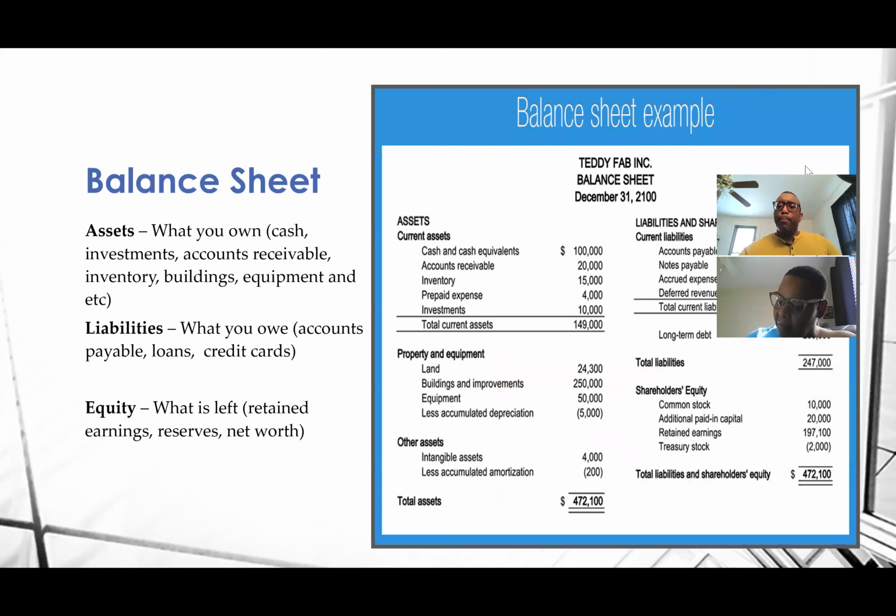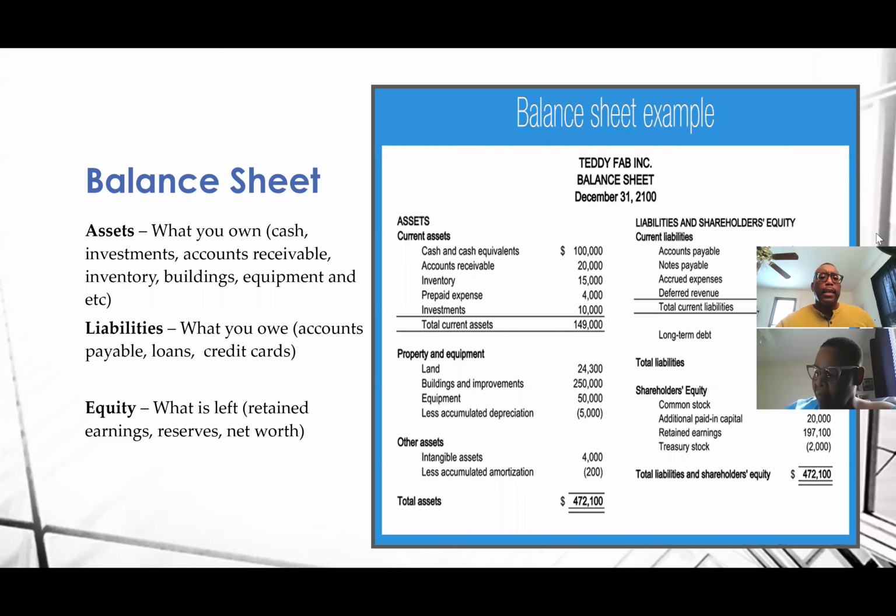Here is an example of a balance sheet. Now let's go over and understand what a balance sheet is. A balance sheet is what the accountants, the CPAs, formally call a statement of position. What that says is where you are as of a certain date. So it's what you have, what you possess, what you owe, and what you're worth as of a certain date.